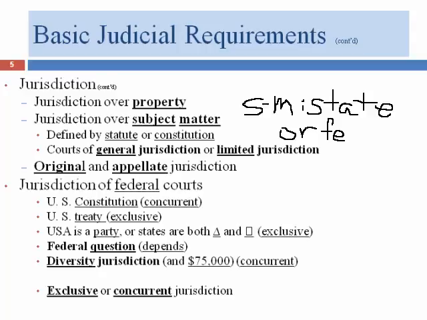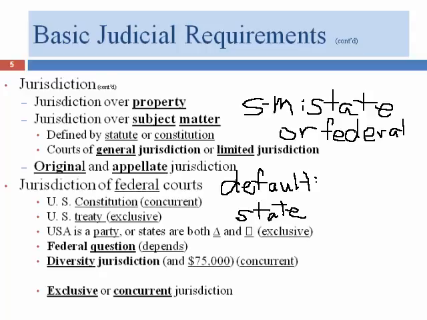Well, the general rule is that we file in a state court of general jurisdiction. Let me say that again because it's a really important concept. I'm going to call it the default rule. The default rule is that we file in a state court of general jurisdiction, not one of those limited jurisdiction courts. You need a special reason to go to a federal court. You need to be able to say something about the case that is a little bit unusual.